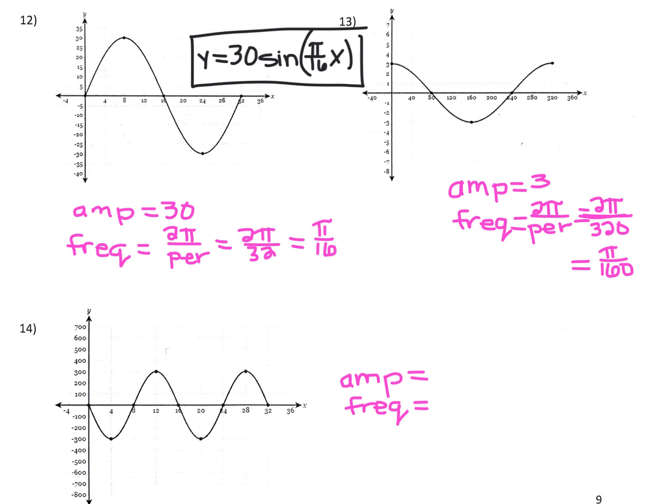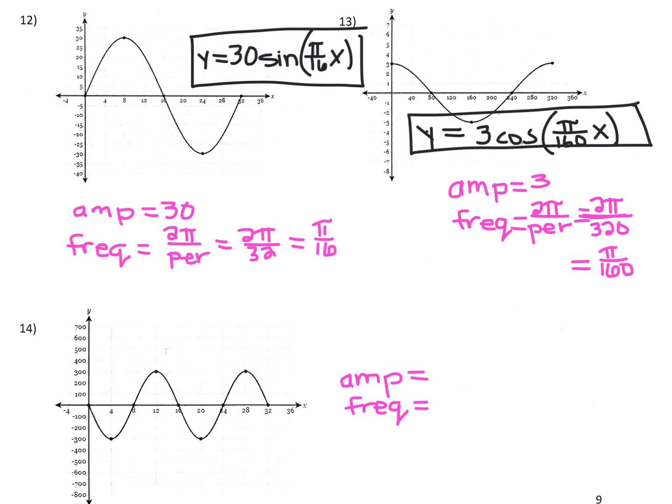All right, so let's write our equation. So we have y equals positive 3 cosine of pi over 160, and don't forget that x. And there we have it. All right, so I hope everyone got that one right.